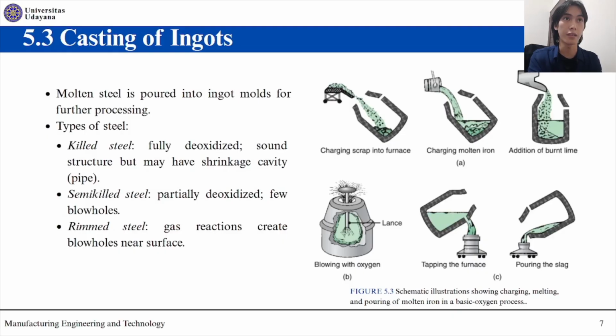Okay, in this slide, we move into casting of ingots. After steel making, molten steel is poured into molds to form ingots. Depending on the level of oxidation, there are several types of ingot steel. We have killed steel, semi-killed steel, and rimmed steel. Rimmed steel. So you can see on figure 5.3.